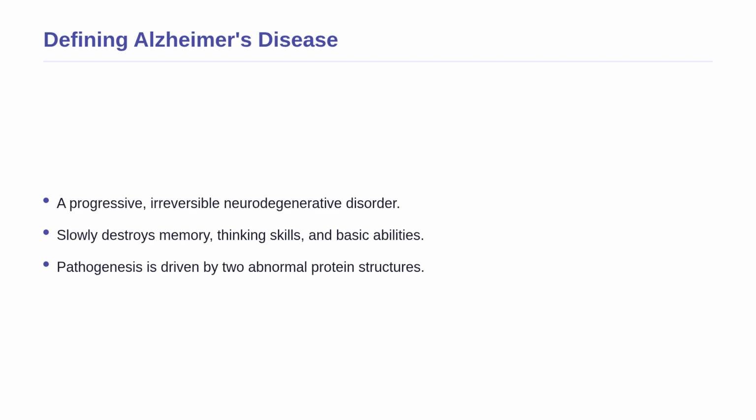When we talk about its pathogenesis, which simply means the biological mechanism that leads to the disease, we are looking at the molecular level. This devastating progression is primarily driven by the accumulation of two specific abnormal protein structures in the brain. Understanding these two proteins is the absolute key to understanding the entire disease.